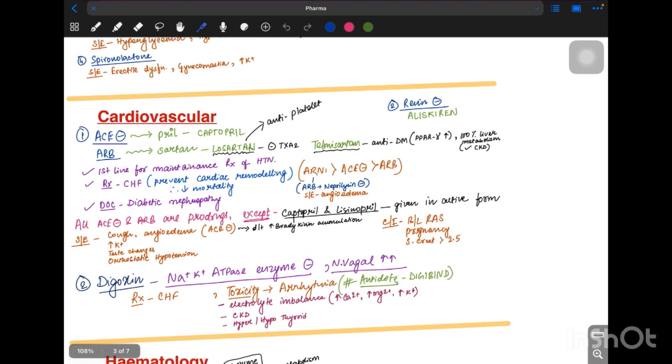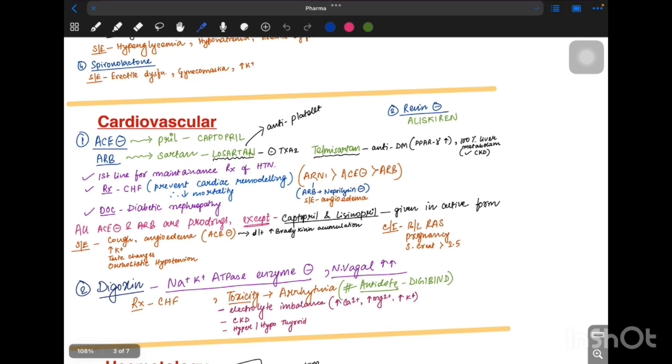Now, coming to cardiovascular. The cardiovascular system is very, very important in pharmacology as well as in medicine. So this is correlating with your medicine also. What are the drugs? We can use ACE inhibitors or angiotensin receptor blockers. What are ACE inhibitors? The drugs which end with -pril, like captopril, enalapril. All the drugs which end with -sartan, like losartan, valsartan, are angiotensin receptor blockers.